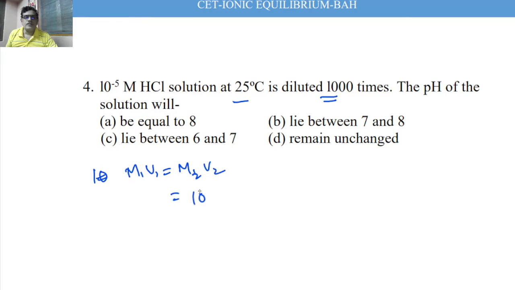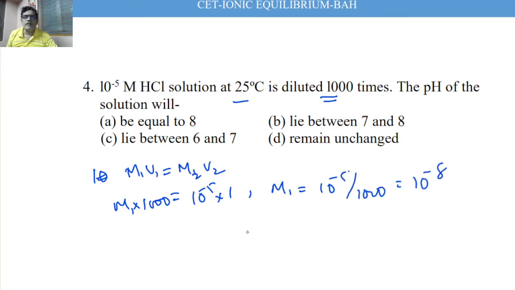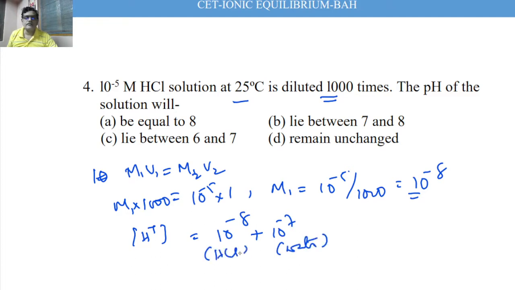So this is 10 to the power of minus 5, say it is 1 liter initially, and 1000 liter is added. Now what is the molarity? We have to calculate. Therefore M2 will come to 10 to the power of minus 5 divided by 1000. That means it will be 10 to the power of minus 8. Now the total concentration of H plus in this very dilute solution will be 10 to the power of minus 8 from HCl and 10 to the power of minus 7 from water dissociation.